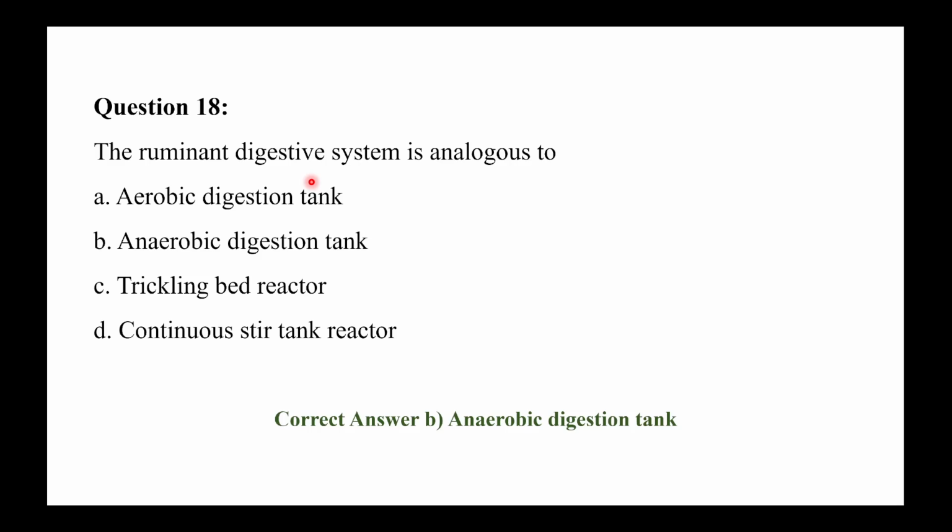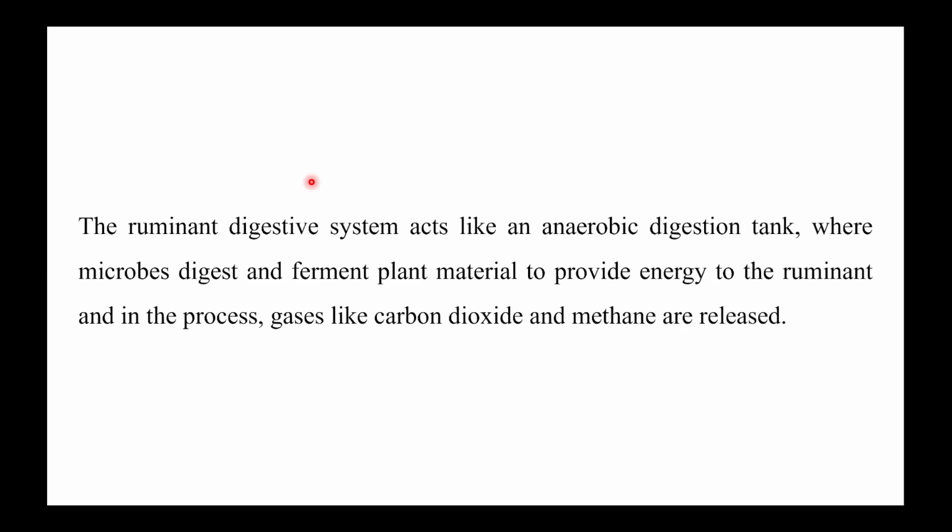What is an anaerobic digestion tank? It is actually the tank that is used in the sewage treatment plant. When sewage is treated, first all the particulate matter is filtered out, and then it is sent to an anaerobic digestion tank where the organic matter in the sewage can be broken down into methane and carbon dioxide, into biogas, by these methanogenic bacteria, methanogens, and that is basically what is happening inside the gut of these cattle also. Okay, so the anaerobic digestion tank is analogous to the ruminant digestive system.